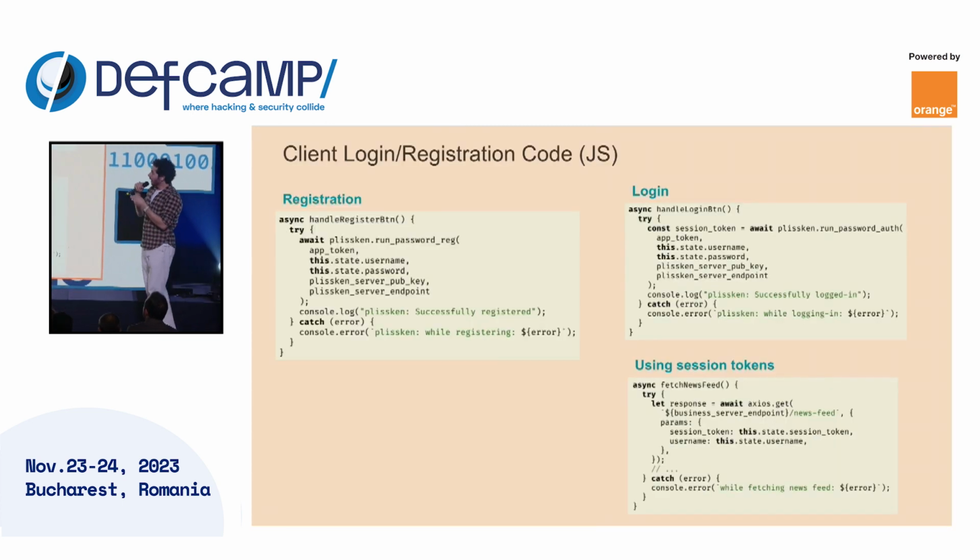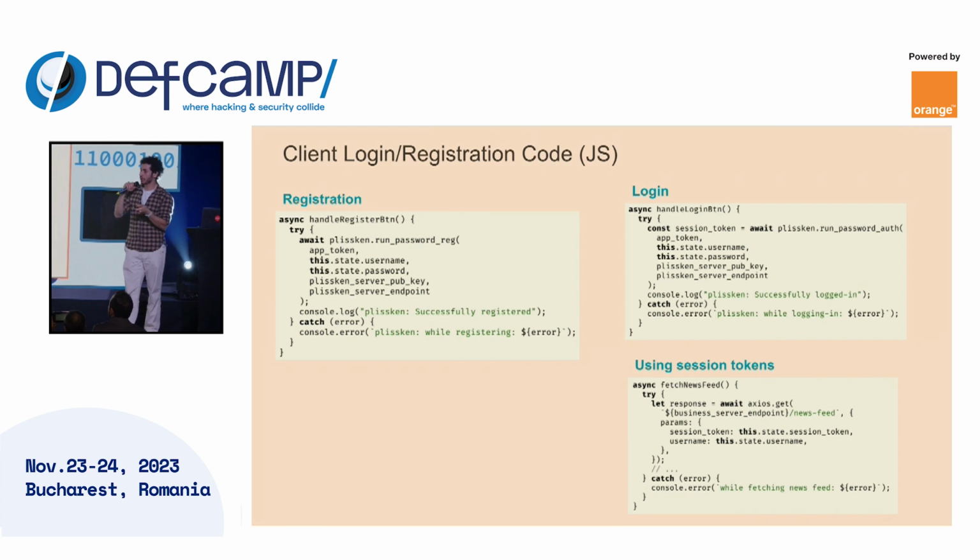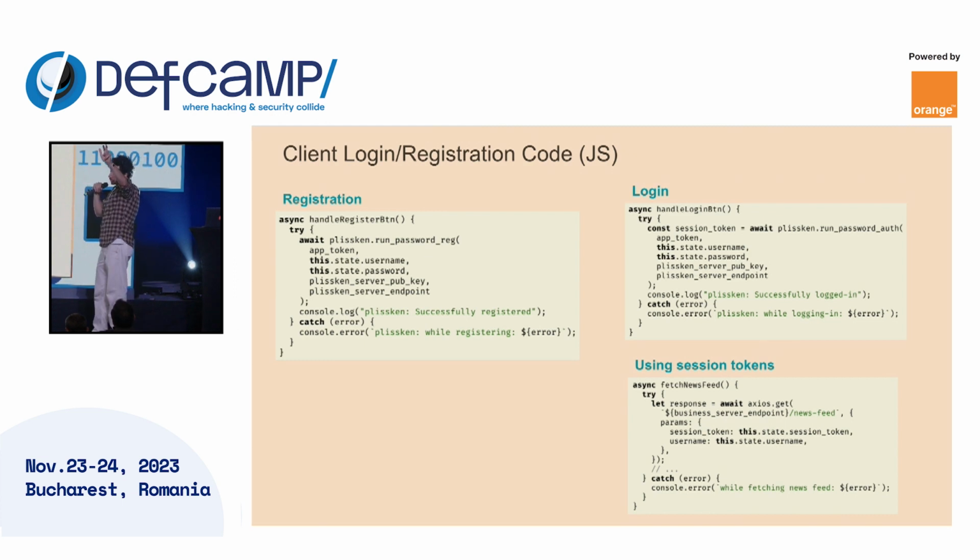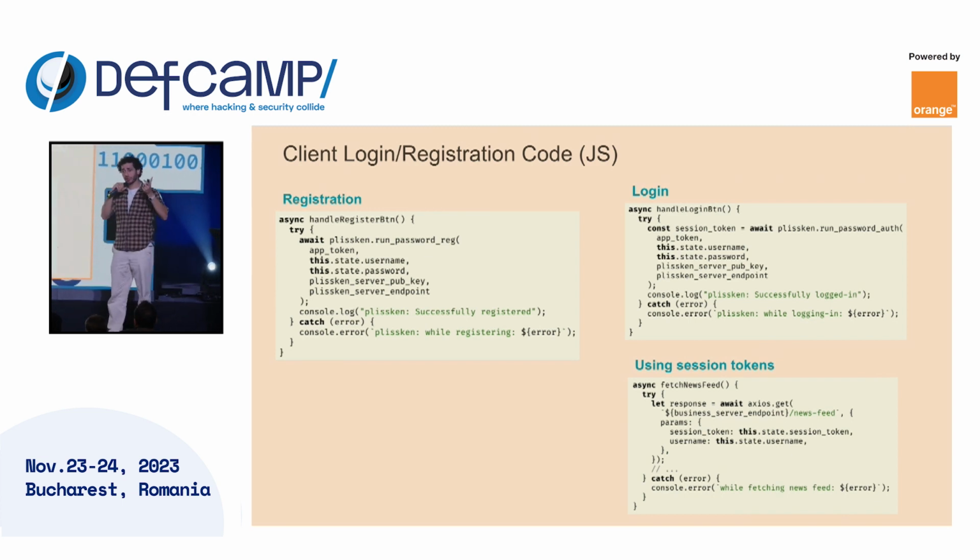So here's how the JavaScript code looks. I'll spare you the Android code right now, but the JavaScript code would look something like this. You'd basically just call, with async await, run password registration. You use an app token, and you communicate with your authentication server. Then you get a session token that you can use to talk to the resource server. As you can see, I'm using a bit of OAuth 2 terminology. I was going to say criminology. Sorry, terminology.